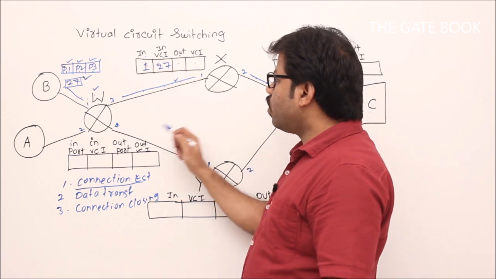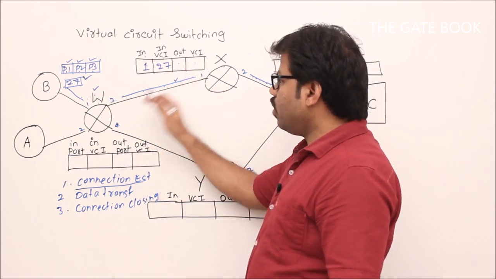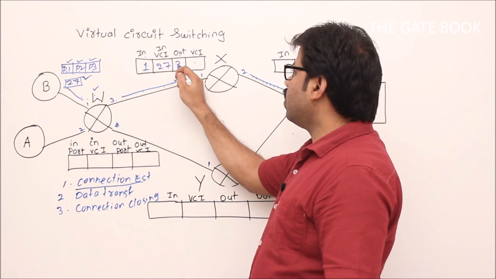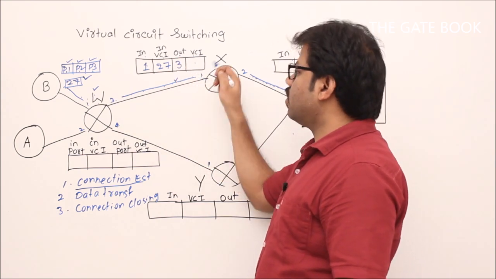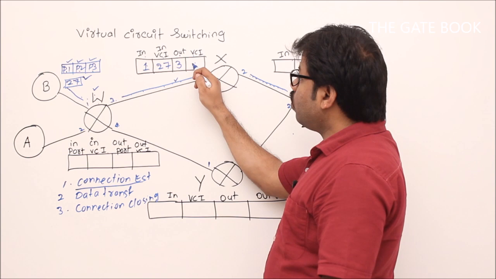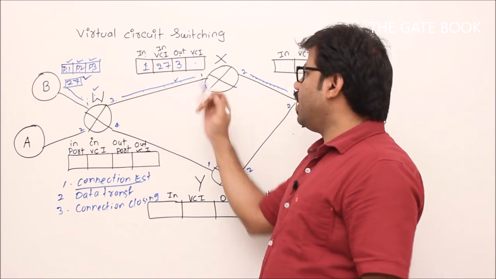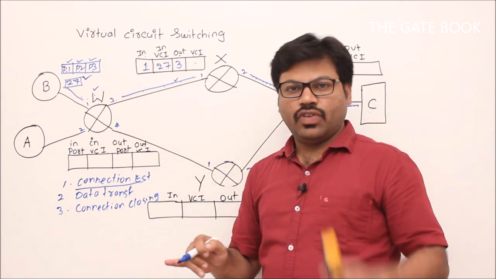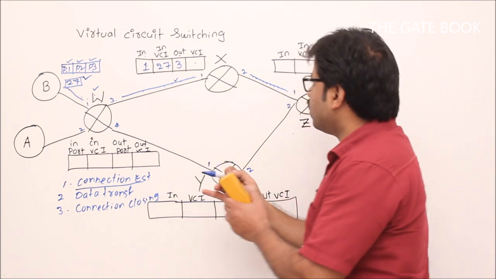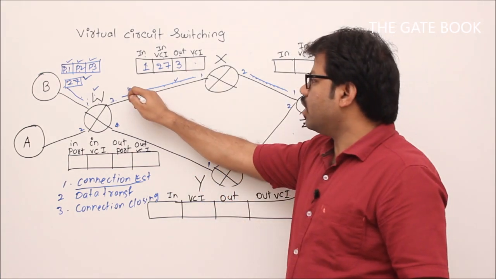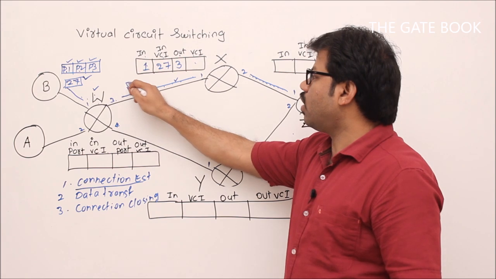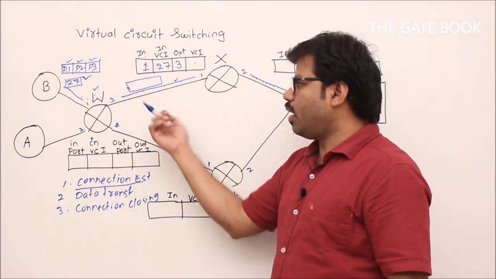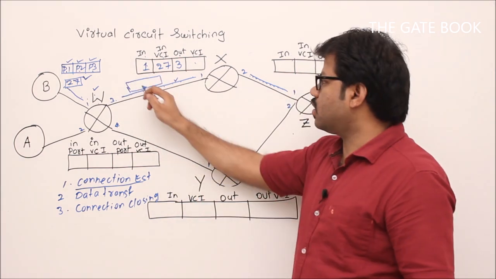Now what is the outgoing port? W knows that the outgoing port is 3, correct? Because it wants to use this path. Now what is the outgoing virtual circuit identification number? W doesn't know. We'll see what that is. To understand that, W is going to send one control data through IP addresses only. So far, only IP addresses.